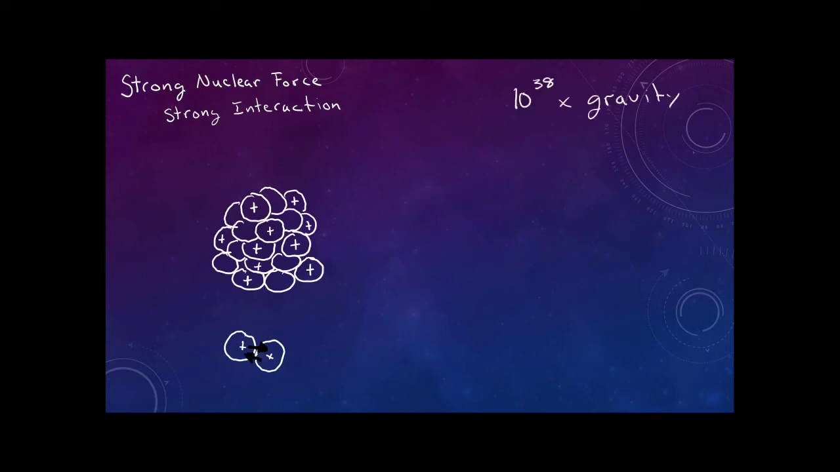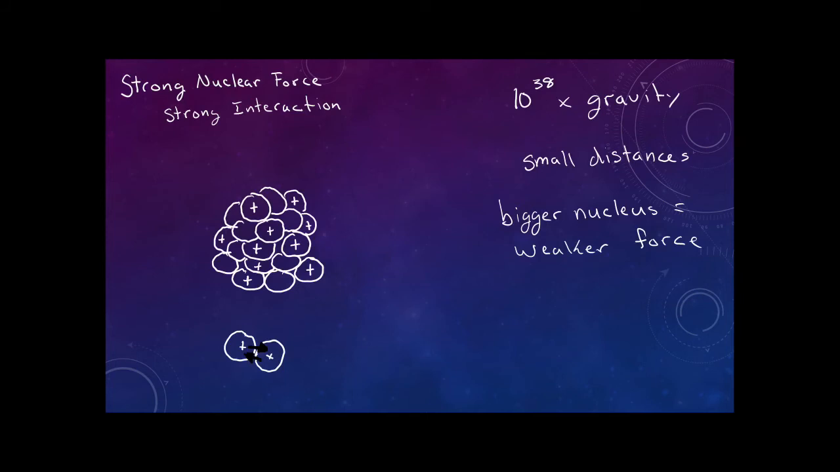It's actually 10 to the 38 times greater than the force of gravity. And although it's a lot more powerful than gravity, it's only effective at small distances. So basically, these protons have to be very, very close together for this force to have any sort of impact. Which is why the bigger the nucleus is, the weaker the strong nuclear force is, the weaker the strong interaction is between protons. Which is why extremely large nuclei are unstable and are prone to decay.